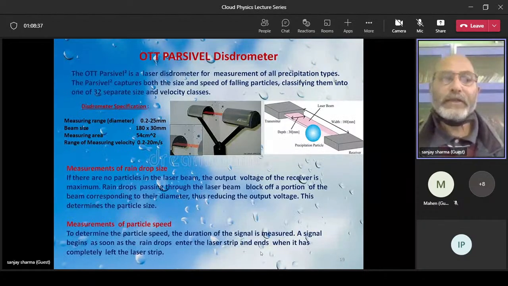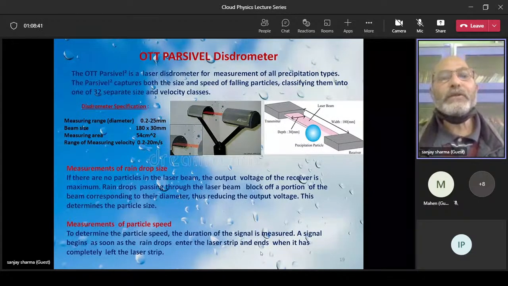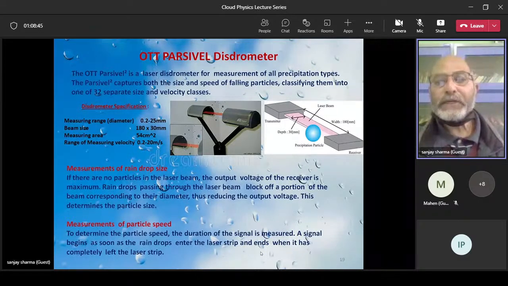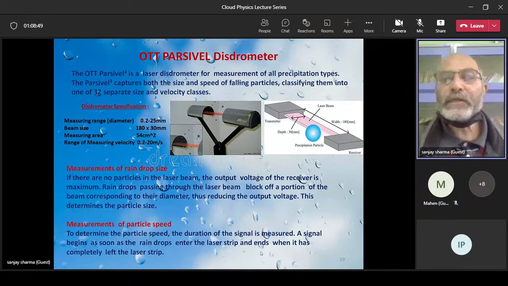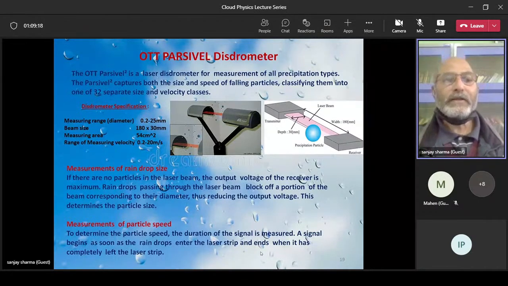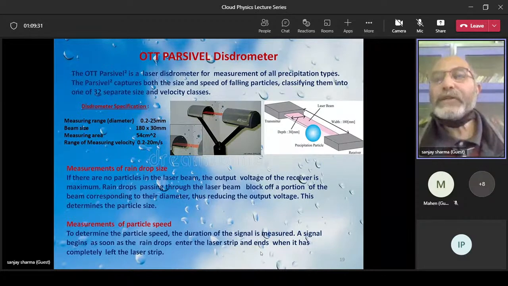In this presentation, we have utilized the observation from the Parsivel disdrometer as well as MRR. So I am taking the liberty to discuss a bit of detail about the Parsivel disdrometer. It is a laser disdrometer for measurement of precipitation types, and it measures both size and speed. Its range is 0.2 to 25 mm, but the 25 mm measurement is basically for hail detection. Raindrops will be around 5 to 6 mm maximum. And the beam size is 180 by 30 centimeters, which we can see in the figure here.